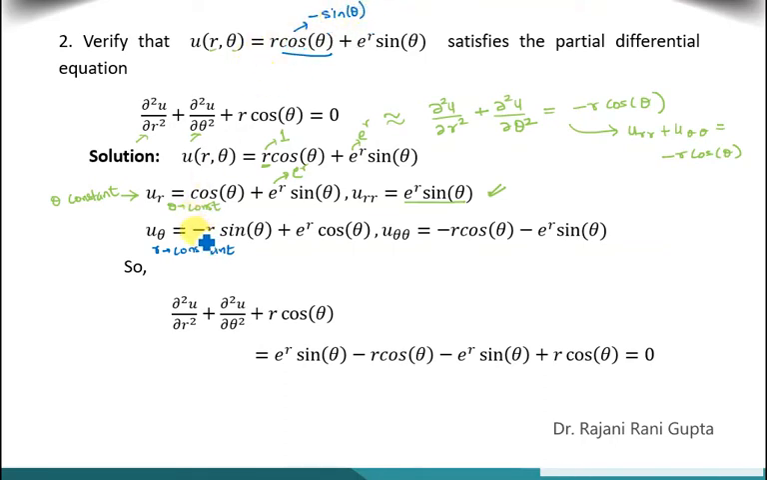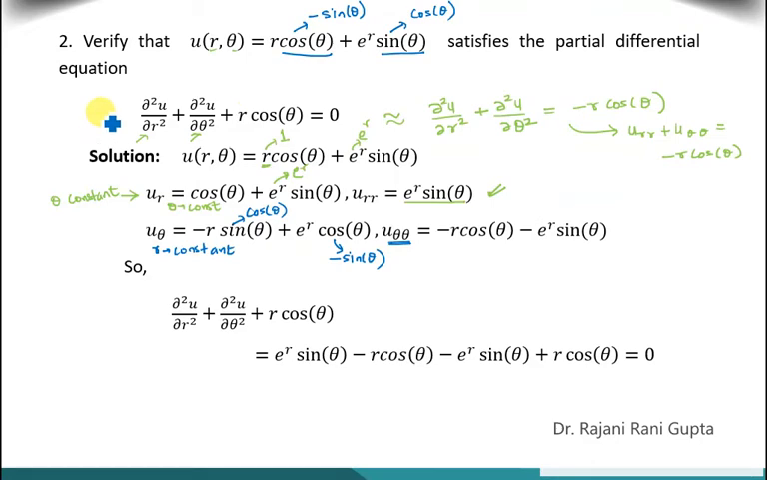So when you multiply, you get minus r sine theta plus e power r, which is a constant, times the differentiation of sine theta, which is cosine of theta. So it gives you e power r cosine theta. Now we need the second derivative, so we differentiate it again by considering r as a constant. Now the derivative of sine theta is cosine theta, so we get minus r cosine theta. Derivative of cosine theta becomes minus sine theta. So it gives you minus e power r sine theta.